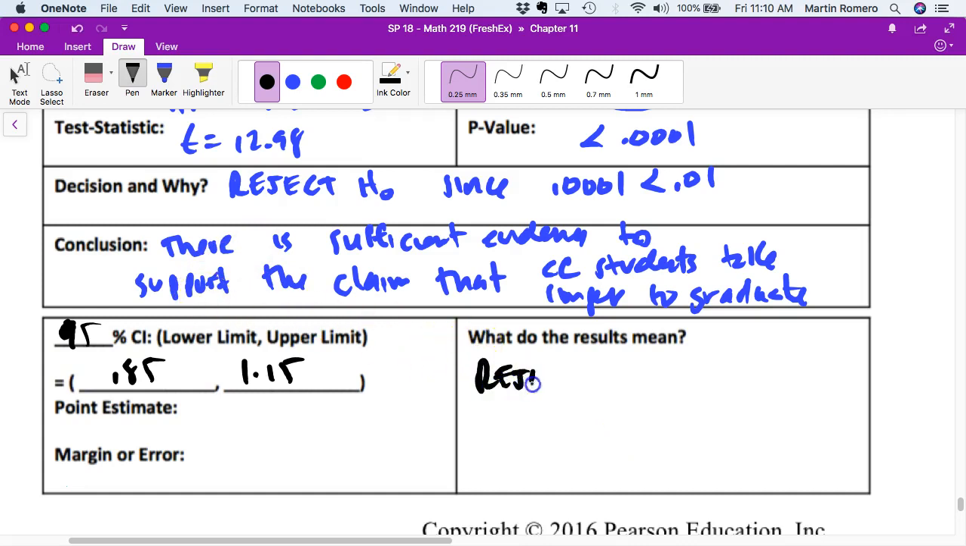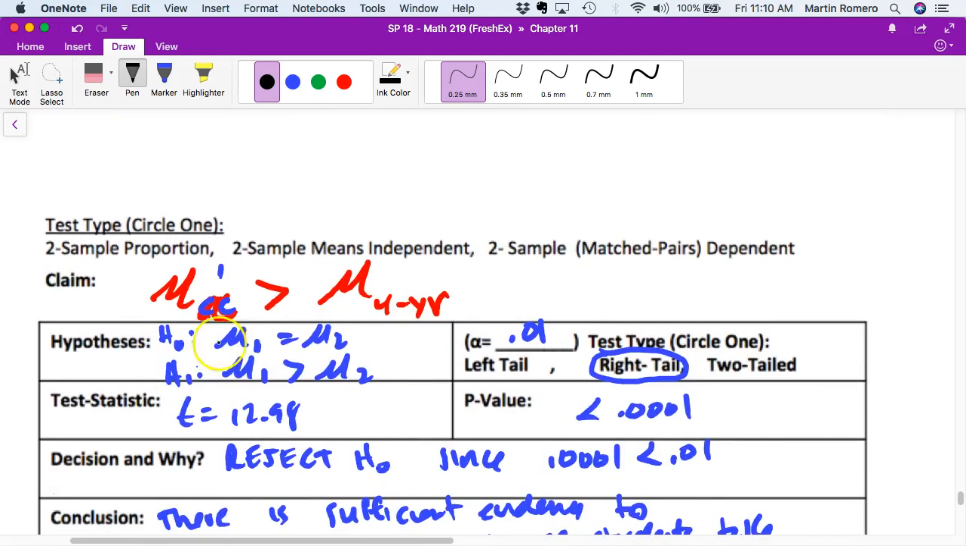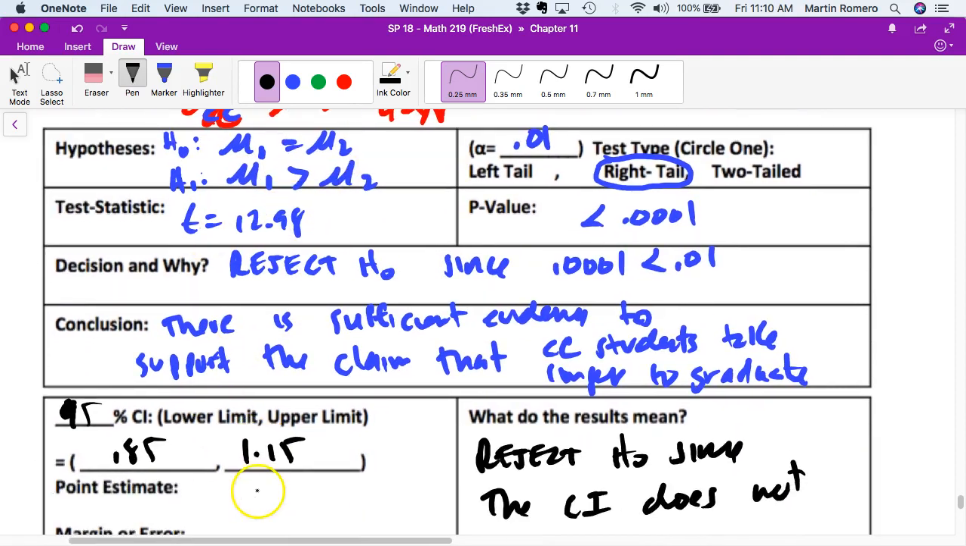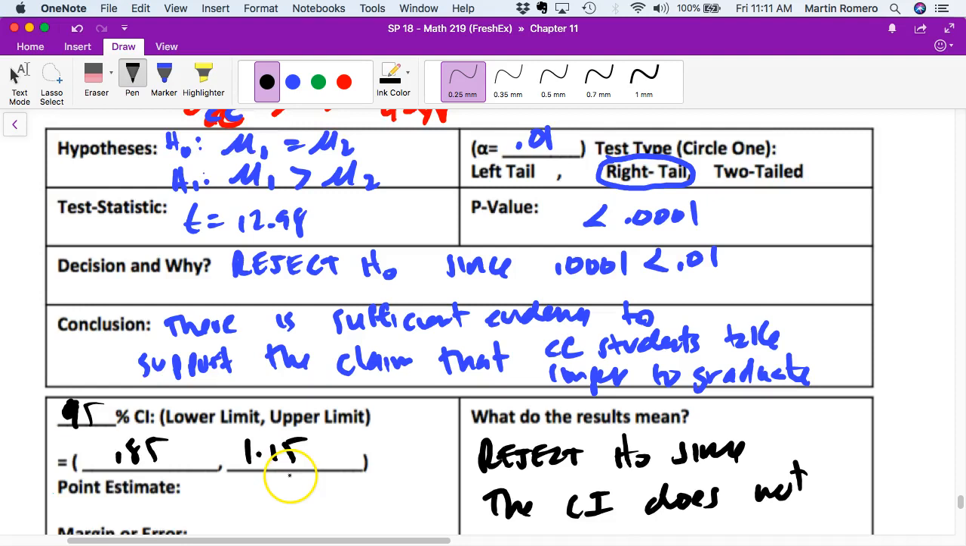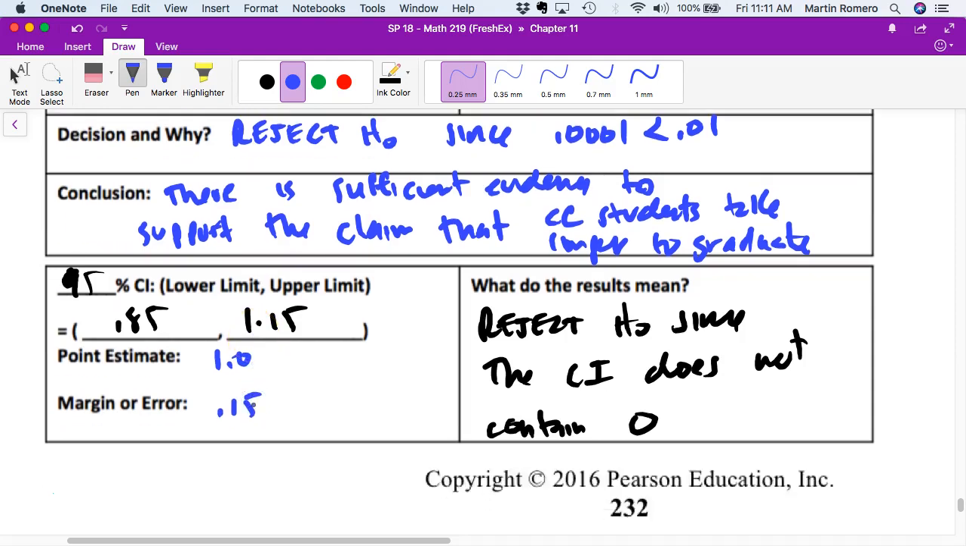We're going to reject H naught since the confidence interval does not contain 0. 0 is not in between those two numbers, which means that these are not equal to each other. The differences are not equal to 0. And so there is a difference between community college students and four-year students. In this case, the point estimate, which is right in the middle between those, would be 1.0, and your margin of error is 0.15. And so that's what we would have.